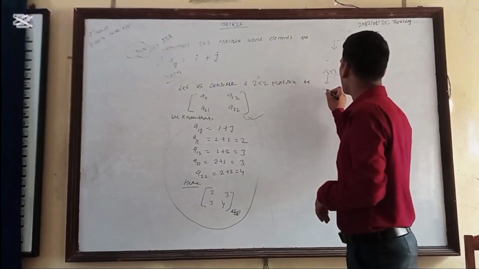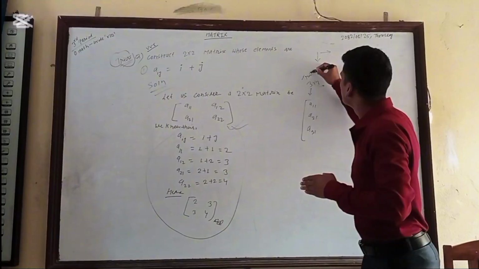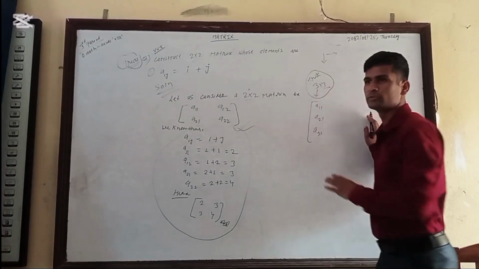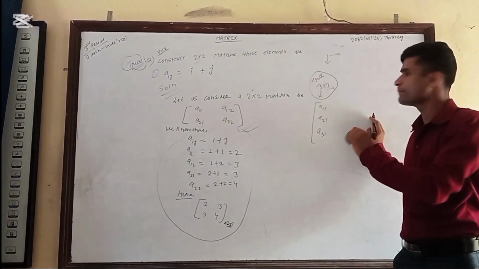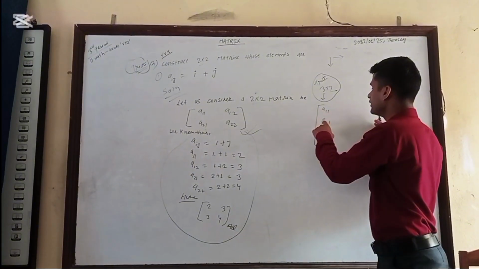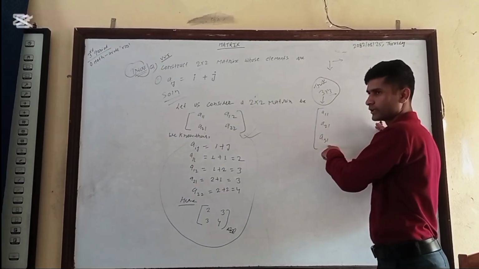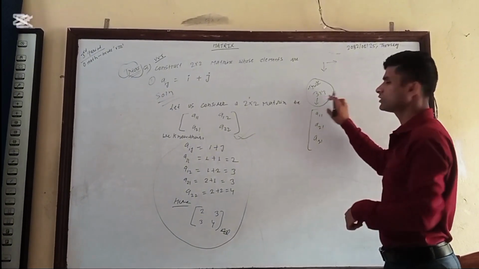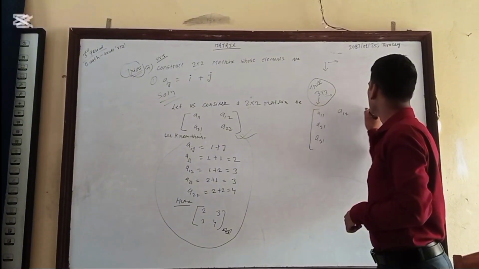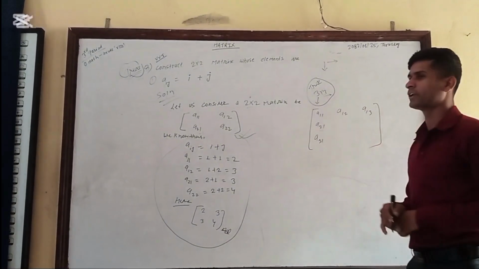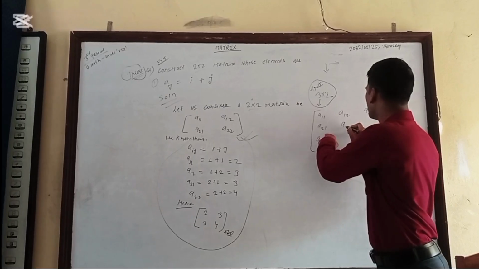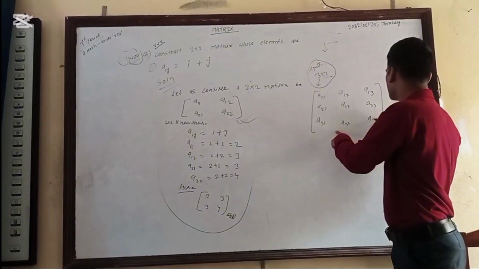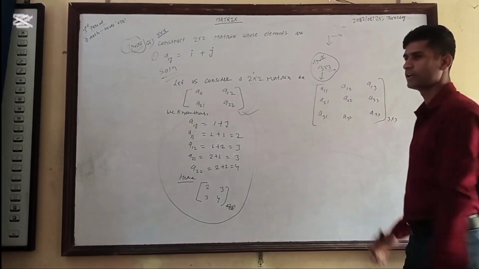See here, what is the magic here? The trick is that rows go like this and columns go like this. For 3, then A11, A12, A13, and close the bracket. Now you just fill it: A21, A22, A23, A31, A32, A33. This is 3 by 3, right? Understood?